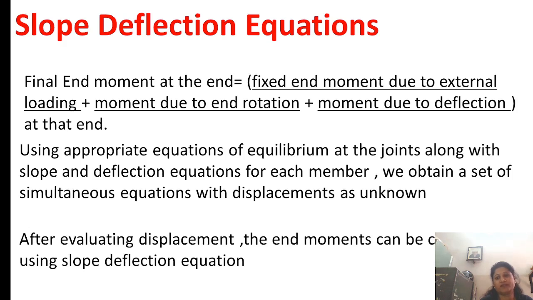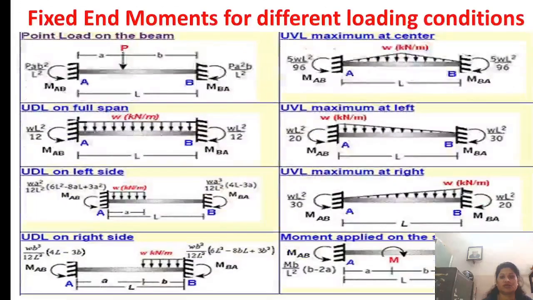Using appropriate equations of equilibrium at the joint along with the slope deflection equation for each member, we obtain a set of simultaneous equations with the displacements as unknowns. After evaluating the displacements, the end moments can be computed using the slope deflection equation. Before starting the derivation, you must know all the formulas for the various types of beams and loading conditions, for the fixed end moments.